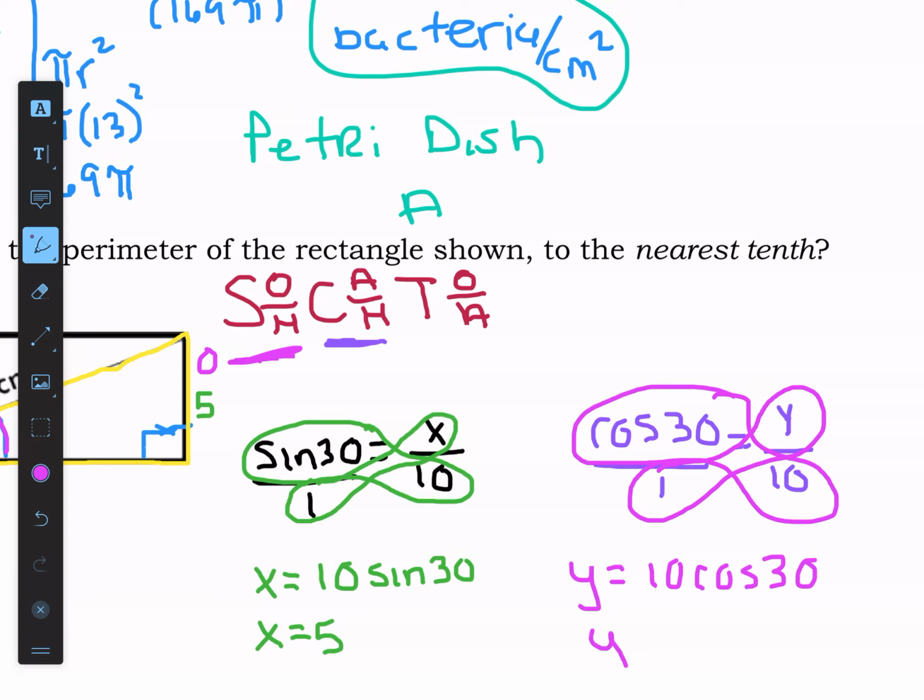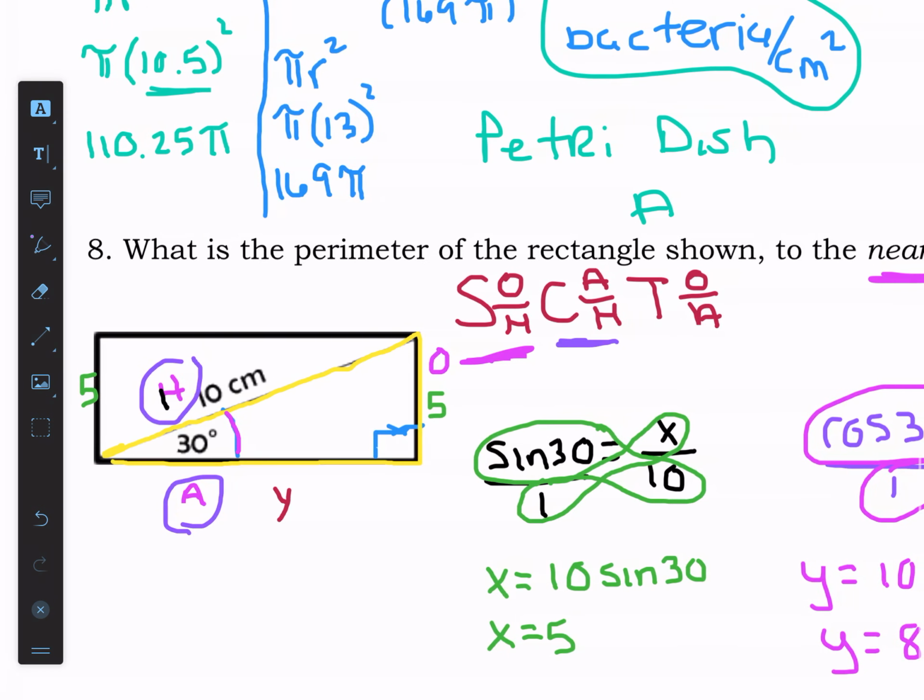And when you type that in your calculator, you will get, now this question said nearest tenth, so we're just going to round our answer to 8.7. Okay? So then coming back to our original problem, just going to erase the Y. That means that this guy here is 8.7, and this guy here is 8.7.